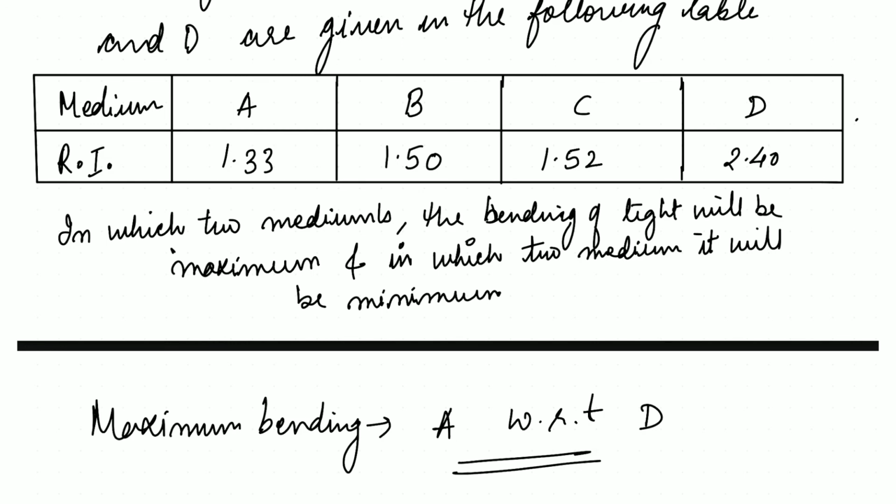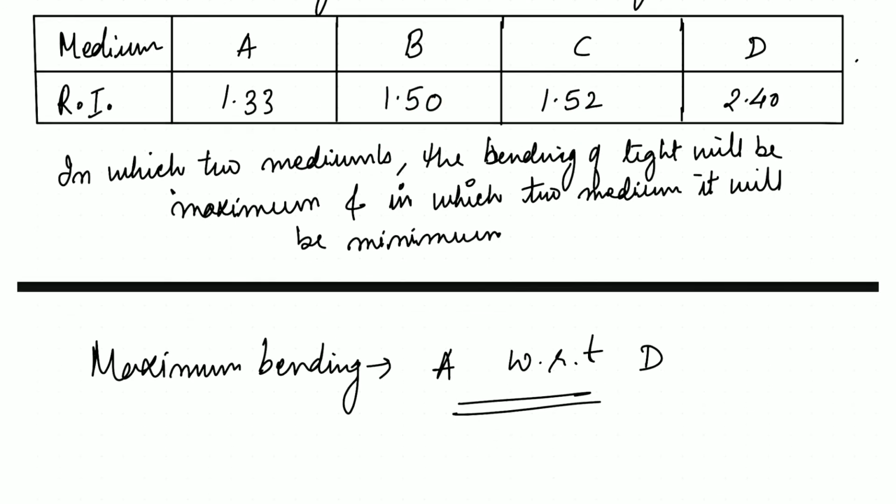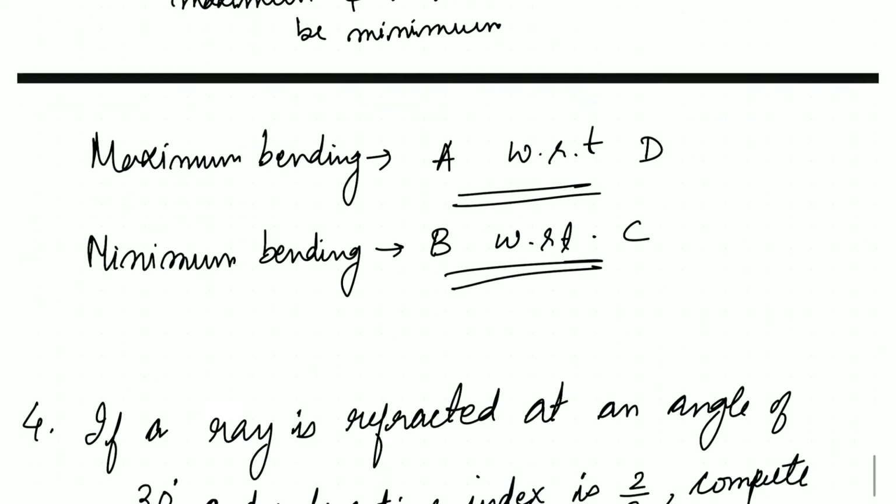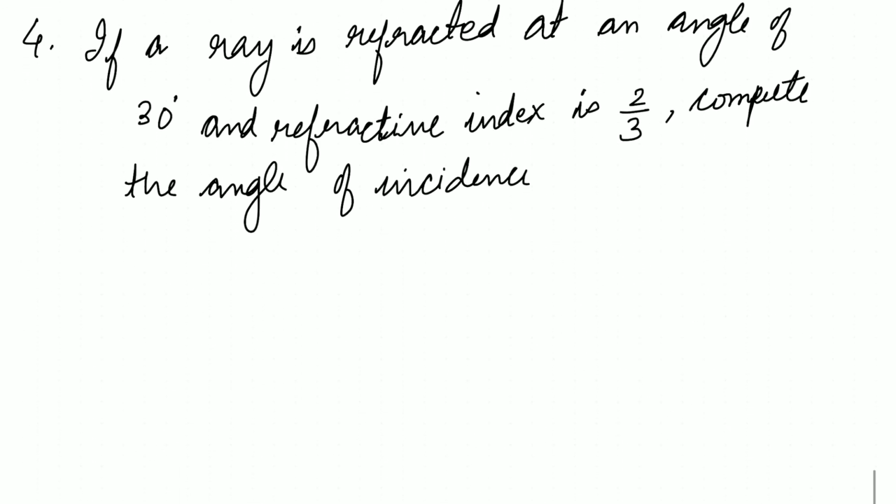Now let's talk about the minimum. If you look very nicely here, medium B and medium C have a very small difference. This is 1.5, this is 1.52, right? So from here we can say minimum bending will happen in B with respect to C. I hope that is understandable, right? Minimum bending will happen in B and C. Okay, great. Let's move to our last question.